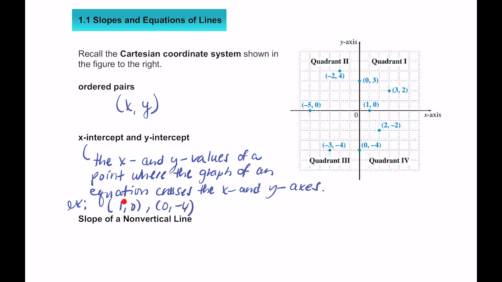Notice for the x-intercept, the x-coordinate has a value, but the y-coordinate is 0. And for the y-intercept, the y-coordinate has a value, but the x-coordinate is 0.